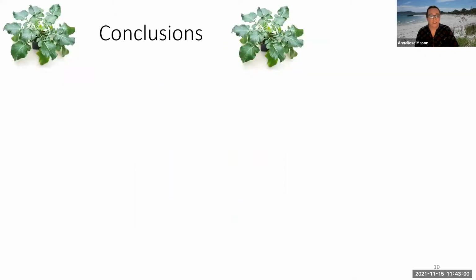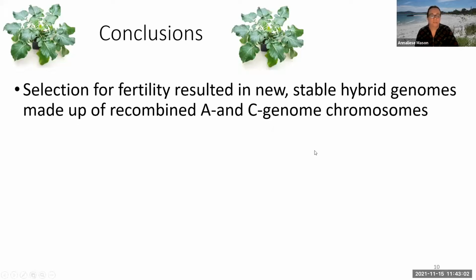So from this project, the main conclusions were that selection for fertility, we think, resulted in these new stable hybrid genomes, which were made up of these recombined A and C genome chromosomes. Interestingly, every single copy of an A or C chromosome was present, so every A or C region, every homologous region was present in exactly 2 copies in the homologs. So there was no loss or gain of any homologous region. So they retained either the A copy or the C copy for every single chromosome region.